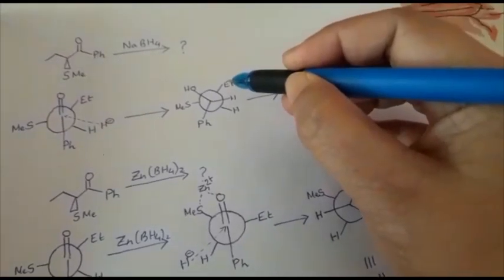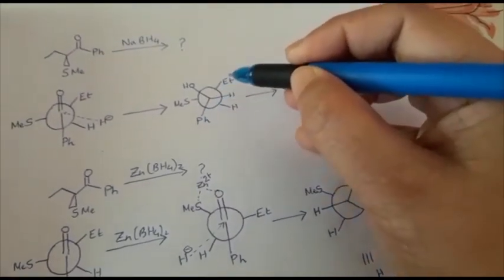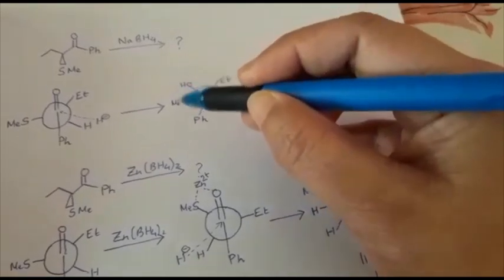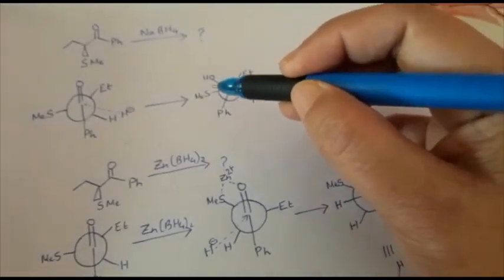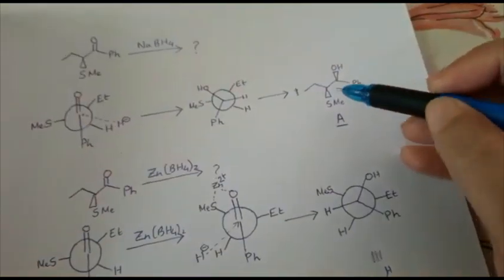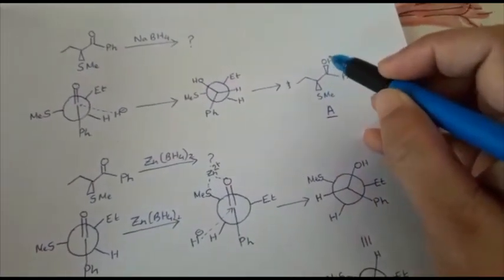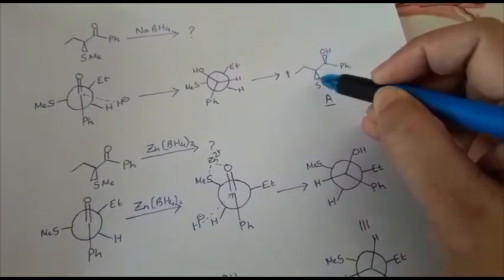And here we have observed that ethyl and phenyl are in the same plane, and OH and SMe are on the same side. That means their relationship is cis. And since S-methyl is above the plane, OH will also be above the plane, and their relationship is cis.